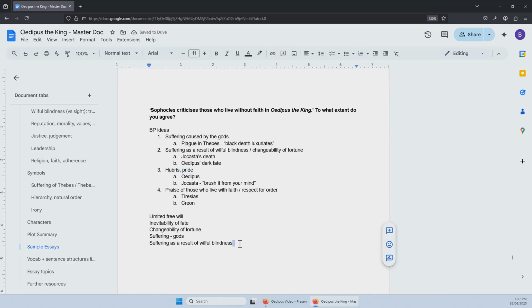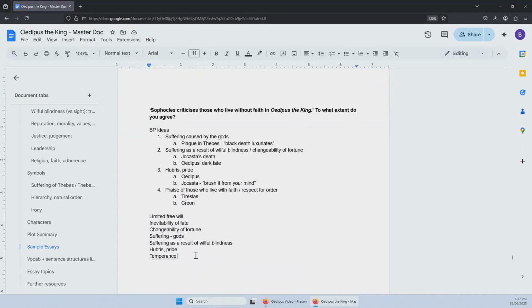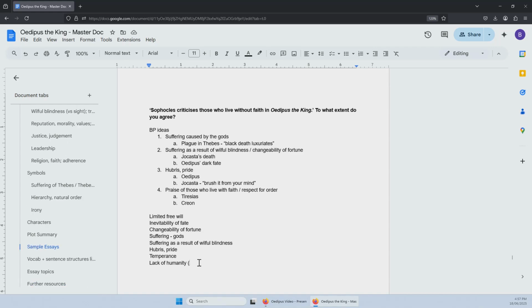We also have one about hubris and pride, arrogance. We also have one about temperance, so the benefits of being temperate or of showing a more moderate approach to life. Okay, and if we scroll through, we've also got this one about lack of humanity. So I'll put lack of humanity here. And I'll also note, because you might also get some essay topics about leadership and what it means to be a good leader, so in addition to lack of humanity, you might also want to talk about pressures on leaders.